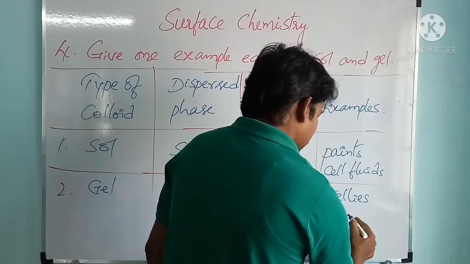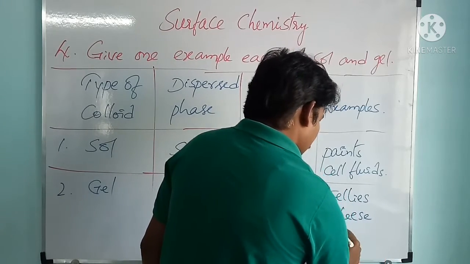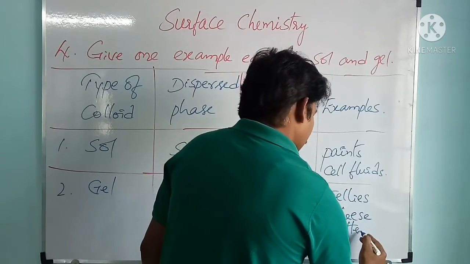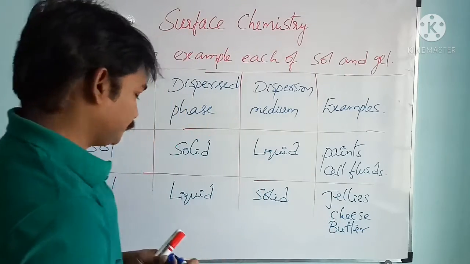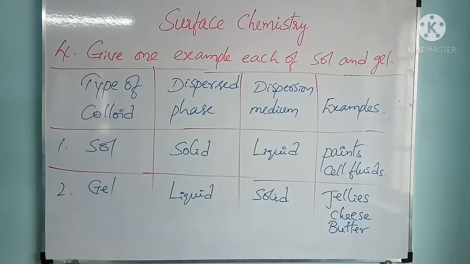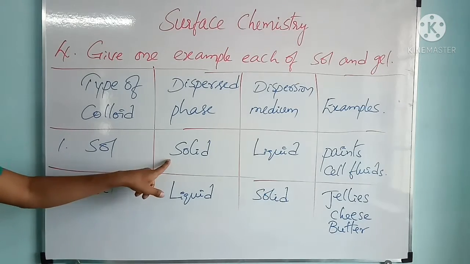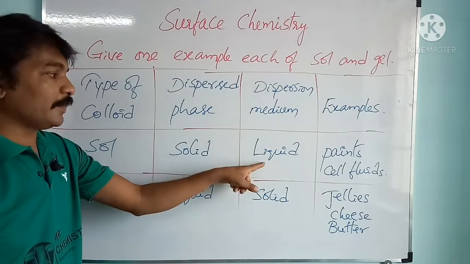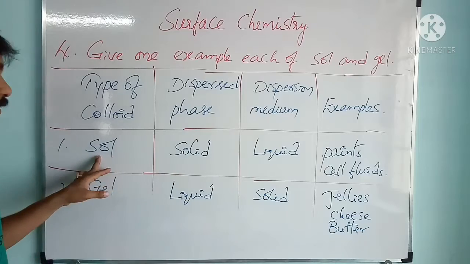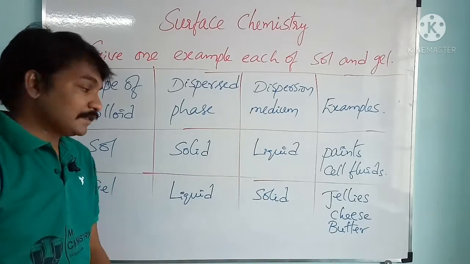You can take cheese and butter as examples, which also come under gels. Please note down this one. The type of colloid is a sol: the dispersed phase is solid and the dispersion medium is liquid. Examples of sols are paints and cell fluids.